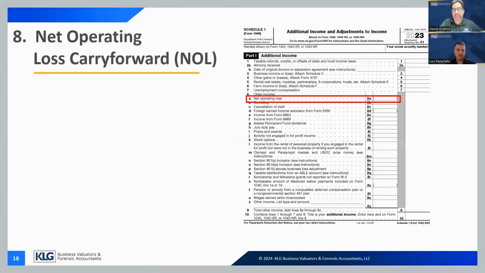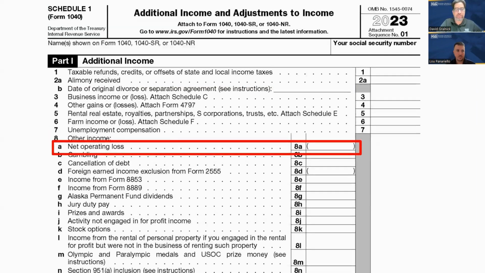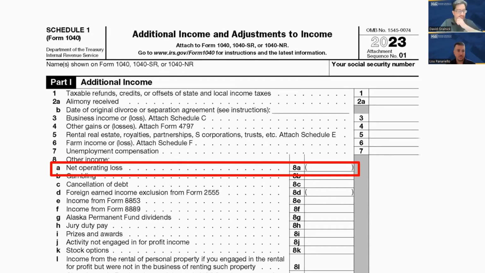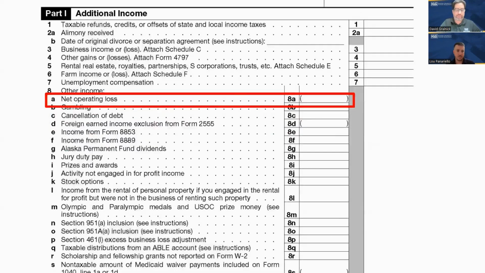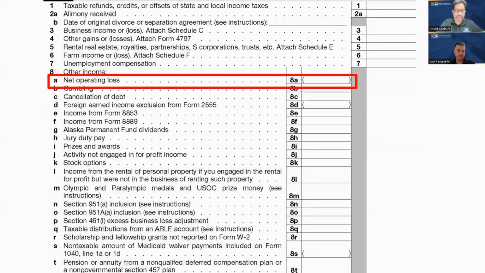In addition, we have net operating loss carryforwards. So if you go to Schedule 1 of the tax return, line 8A, there's a net operating loss. That'll be from prior years, okay? And then I believe it is at the end of page 1 of the tax return, if you go back, Luke, and you go all the way back to the first page of the slides.